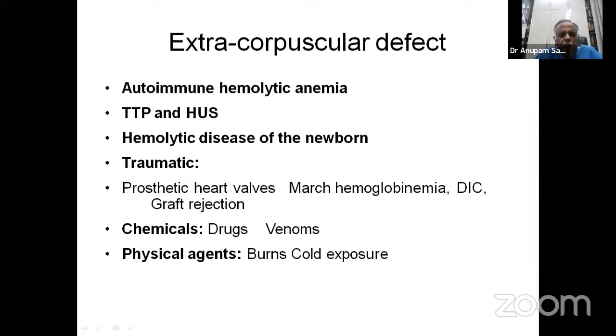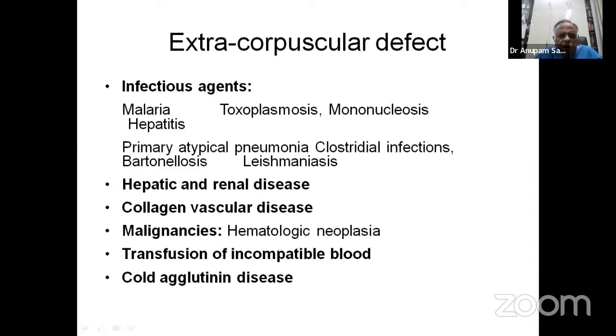Extracorpuscular defects may be in the form of TTP, autoimmune hemolytic anemia, HUS, and in newborns, like hemolytic disease of the newborn, or if you have trauma, which may be in the form of prosthetic heart valves, etc. Chemicals and physical agents are also known to cause extracorpuscular defect leading to hemolysis. Infectious agents which can cause extracorpuscular defect and hemolysis are malaria, toxoplasmosis, hepatitis, primary atypical pneumonia, clostridial, hepatic and renal disease, collagen vascular disease, malignancies, transfusion of incompatible blood, and cold agglutinin disease.